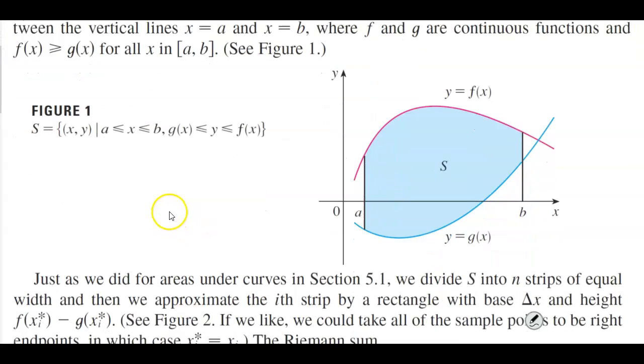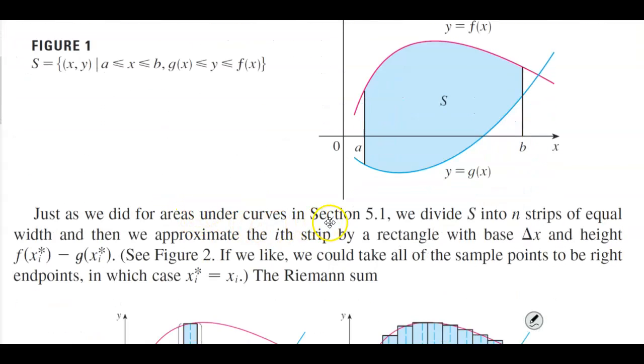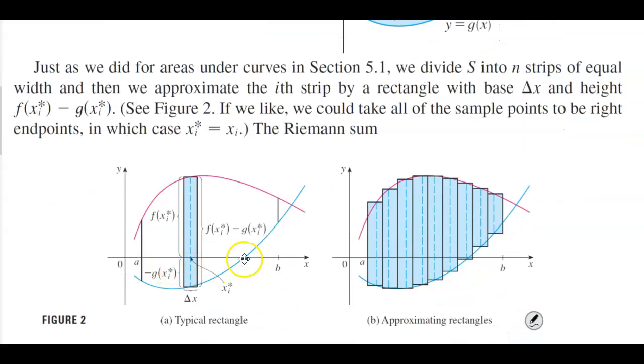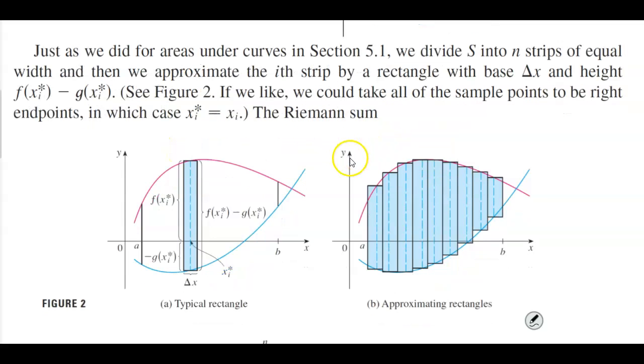So just as we did for areas under curves in section 5.1, we're going to divide this surface area into n strips of equal width, and then we approximate the ith strip by a rectangle with a base delta x and a height f of x subscript i minus g of x subscript i. Now if we look at this figure here, we could take all of the sample points to be the right endpoints, and we're going to create a Riemann sum.